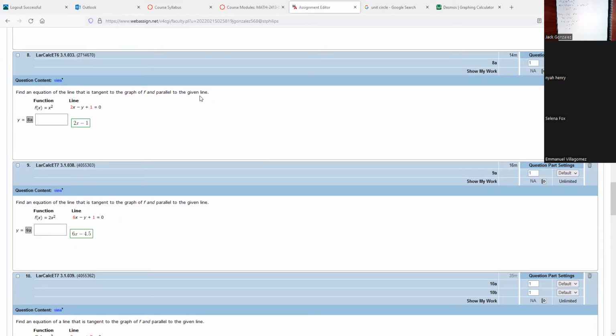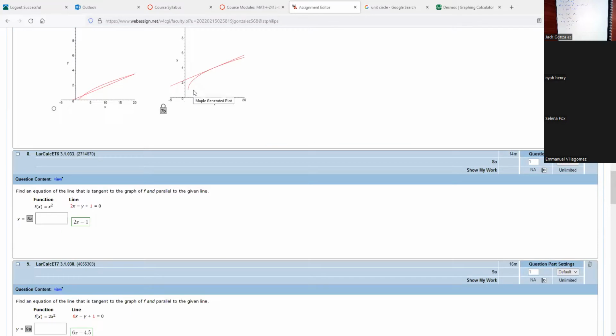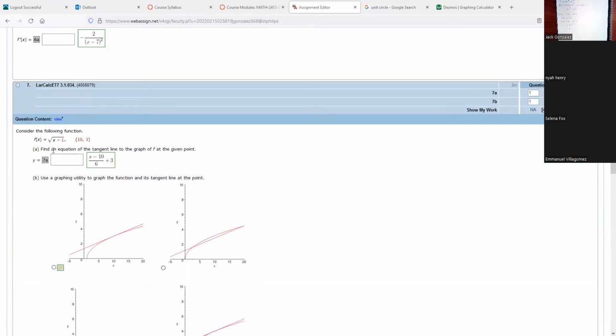So notice how on question 7, they want the equation of the tangent line, not just the slope. So you're going to have to find the derivative, plug in that point to get the slope. Once you have a slope and a point, you can find a line, no problem.